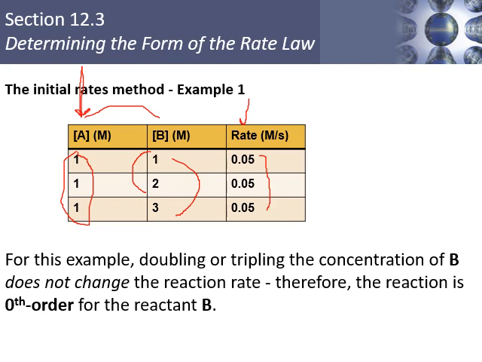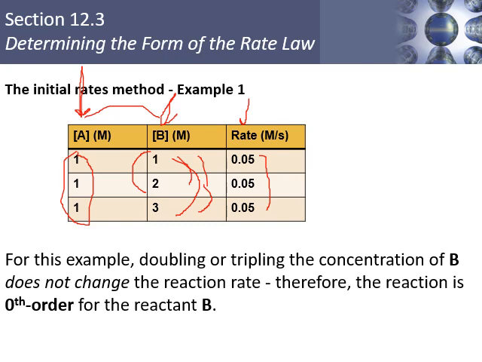So we double the concentration of B, and the rate doesn't change. And then we triple the concentration of B from the beginning, and the rate again doesn't change. In other words, it doesn't really seem to matter what we do to the B. The rate of the reaction doesn't change. So it seems like the B doesn't really matter.